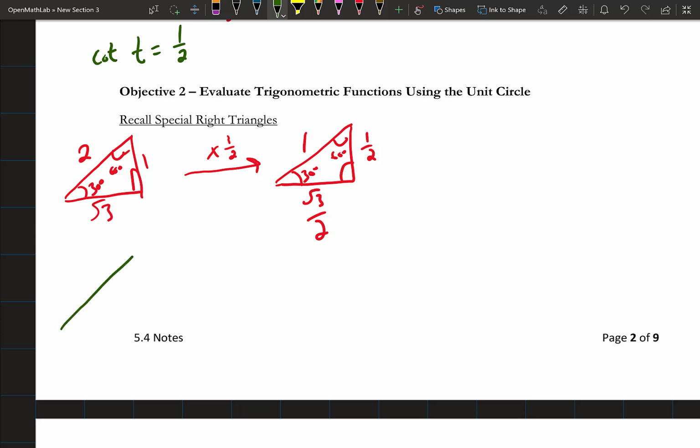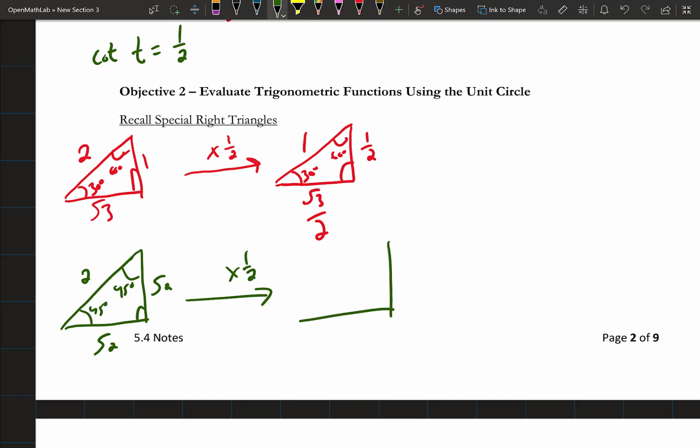So then if I use my other special triangle, which is the 45, 45, 90, right? This is 2, this is radical 2, and this is radical 2. Then similarly, let's scale this down by a factor of 1/2. So that way, my hypotenuse is 1, right? Because we're in a unit circle. So radical 2 times 1/2 is radical 2 over 2. And that would be the same thing for both of these sides, right?